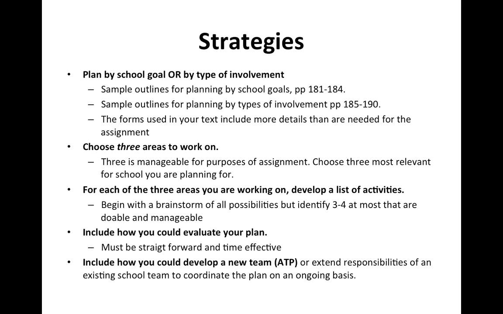Okay. You're going to choose 3 areas to work on. So 3 is manageable for the purpose of this assignment and will already give you a lot to work on. So choose the 3 that are most relevant for the school that you're planning for, and in each of the 3 areas that you're working on, you're going to develop a list of activities. I'd recommend just beginning with a brainstorm of all the possibilities, but then narrowing it down to the 3 that are most doable and manageable. Okay. So you'll have 3 areas, and within that you'll have 3 or 4 activities within each area.